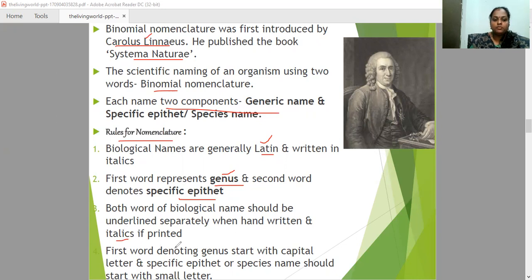Rule number 4: the first word, denoting the genus, starts with a capital letter, and the specific species name is written with a small letter. The genus name comes first and the species name second, each underlined separately, or in italics if printed. The genus name has a capital first letter, and the species first letter is small. All these are the rules we need to follow when naming or writing the organism name.